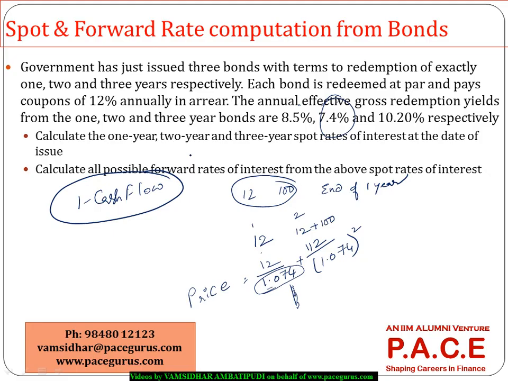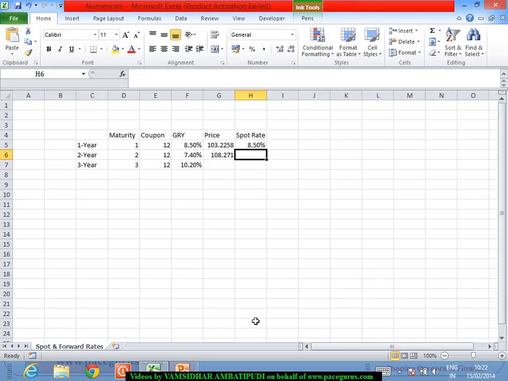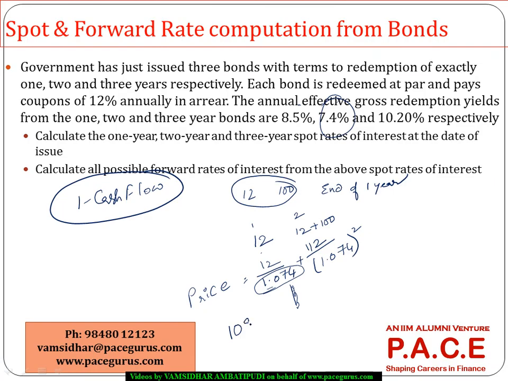108.271. Now how do I use this information for computing the 2-year spot rate? I'll say 108.271 is equal to 12 divided by the 1-year spot rate, which we have already found, 1.085, plus 112 divided by the 2-year spot rate, which we don't know, so we call it 1 plus I2 whole squared. From here you can simplify and find I2, the 2-year spot rate.